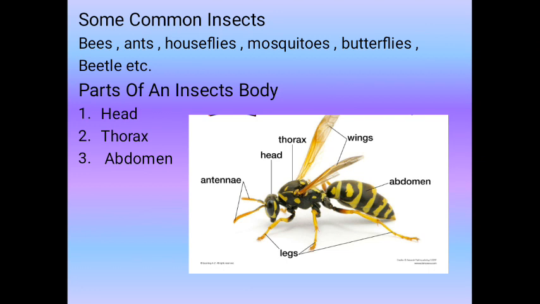Some common insects: bees, ants, houseflies, mosquitoes, butterflies, beetles, etc. are the names of some common insects which we have seen in our surroundings. Now we'll discuss the parts of an insect's body.